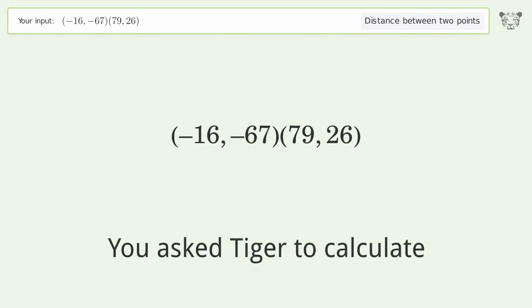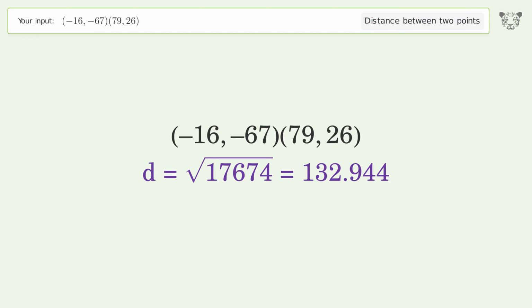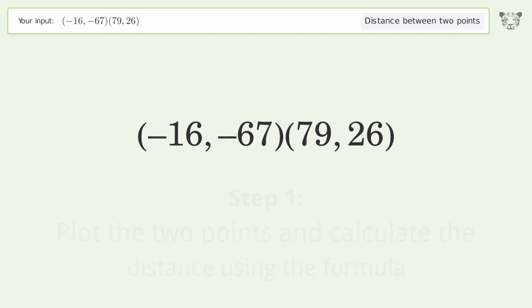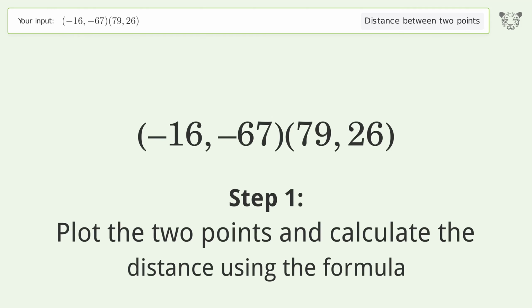You ask Tiger to calculate. This deals with the distance between 2 points. The distance between the 2 points is the square root of 17,674 or 132.944. Let's solve it step by step. Plot the 2 points and calculate the distance using the formula.